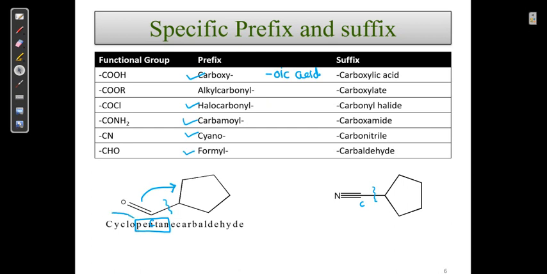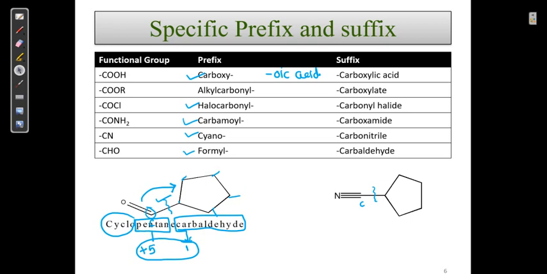This is the secondary prefix. This is the secondary suffix, carbaldehyde. So what is the advantage here? The pentane includes 5 carbons and the carbaldehyde includes 1 carbon. So this 5 plus 1 is 6 carbons. If you see here, 1, 2, 3, 4, 5 and the 6.